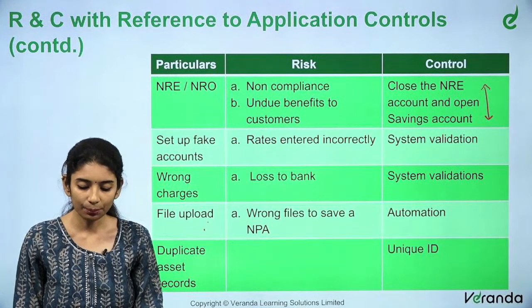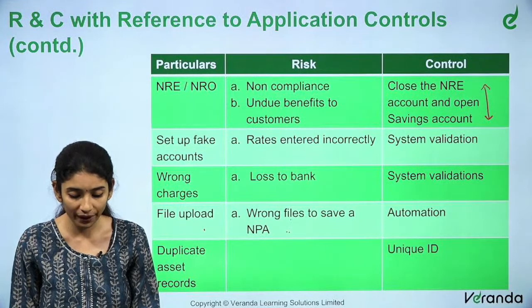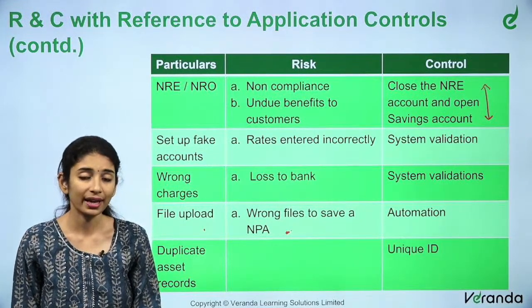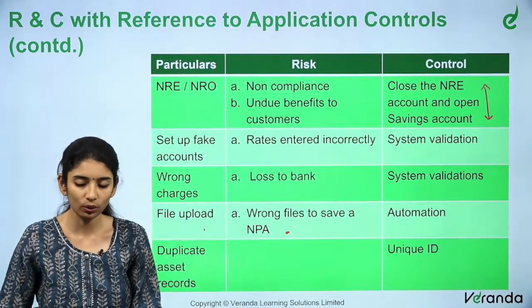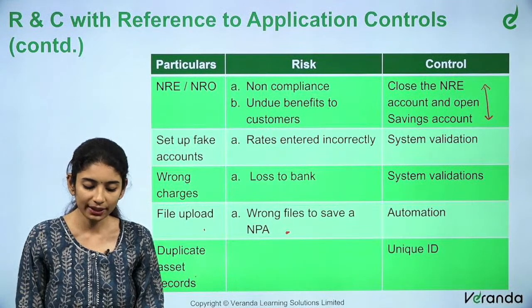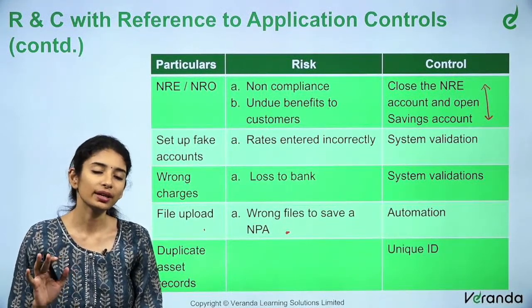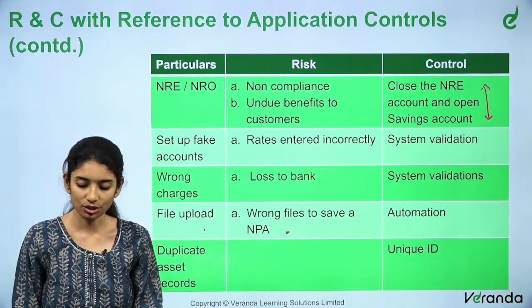File upload: wrong files saved to avoid an NPA. In order not to classify an account as a non-performing asset, you will upload a wrong file. Duplicate asset records, for which you need to have a unique ID. So these are the risks and controls with reference to application controls.